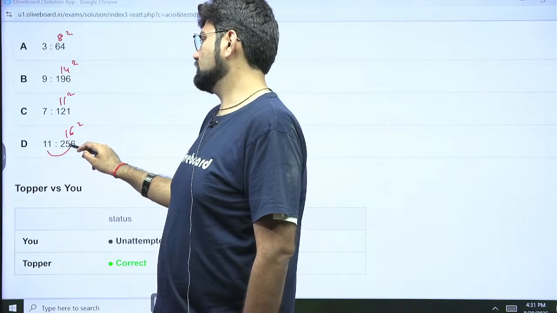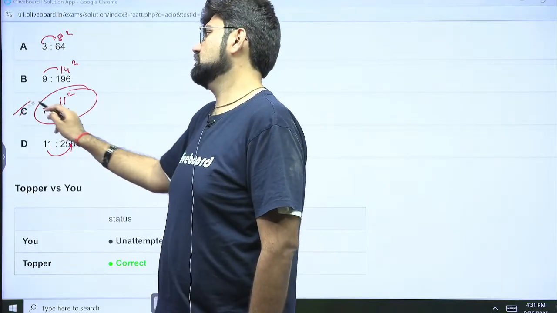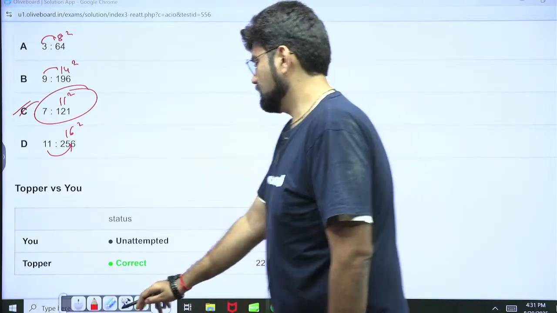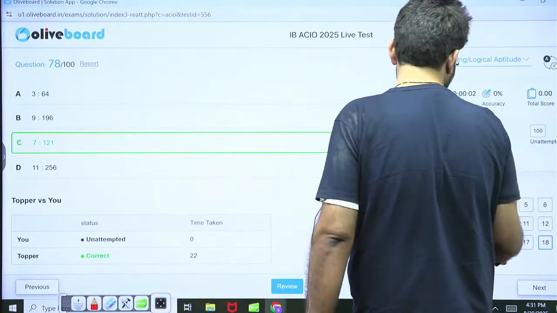So 11 plus 5 square, 9 plus 5 square, 3 plus 5 square, but 7 plus 4 square. Option C is the right answer. Easy. Extremely easy. 22 seconds is a decent time for this.